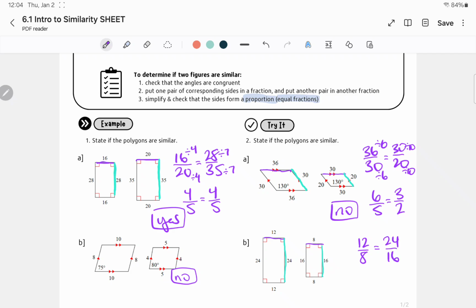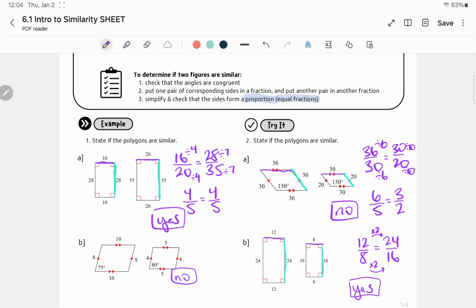Okay. Now, if you know anything about fractions, hopefully you remember, we can even see that 12 times 2 gives me 24, and 8 times 2 gives me 16. So I already know this is going to be equal. So if you want to, let's just do it like that. We can also think of it like that.